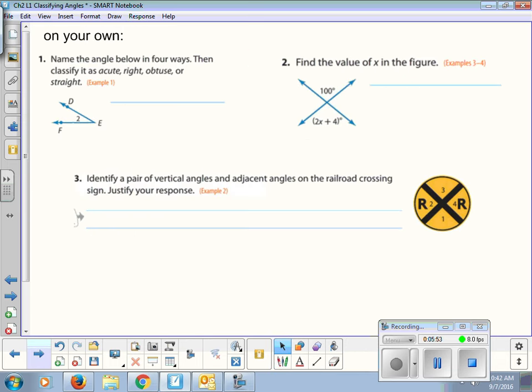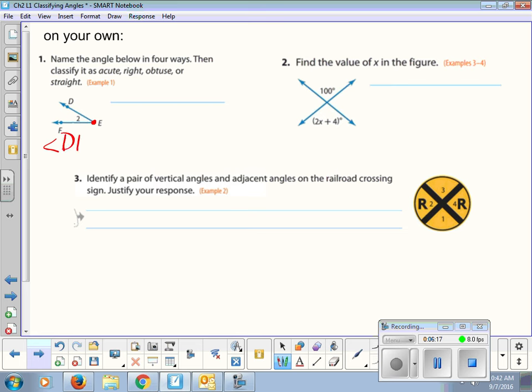Okay, we have 3 on your own problems. I actually want to go over the first one together because you have a couple homework questions like this. When you name an angle, it's important to keep your letter as your vertex in the middle. So what would be one way we could name this angle if we use the letters?